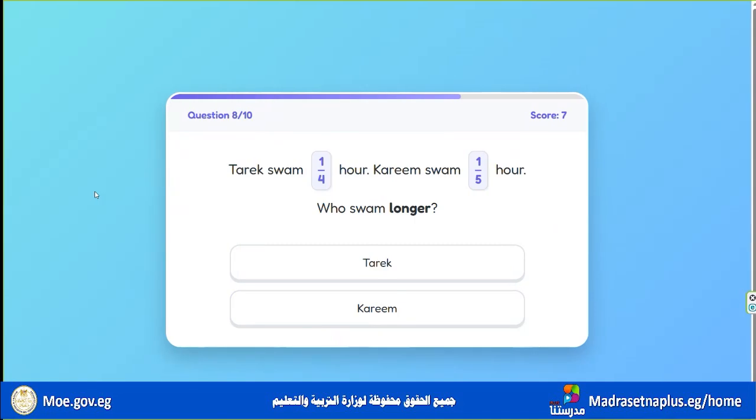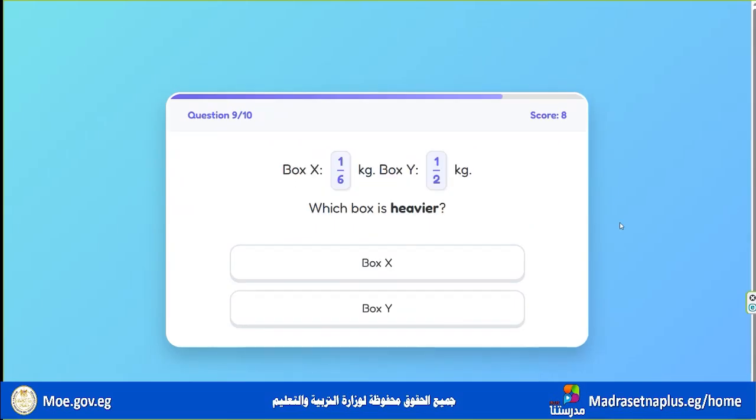Tarek swam 1/4 hour. Karim swam 1/5 hour. Who swam longer? That means you should compare between 1/4 and 1/5. Which one is longer? Yes, 1/4 is longer. That means Tarek. Yes, Tarek 1/4, while Karim 1/5. So Tarek will be the winner.